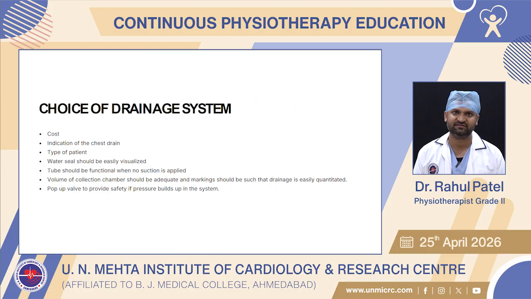Choice of drainage system: cost, indication of chest drain, type of patient. The water seal should be easily visualized, the tube should be functional when no suction is applied, the volume of the collection chamber should be adequate, and markings should be such that drainage is easily quantified. A pop-up valve to provide safety if pressure builds up in the system.